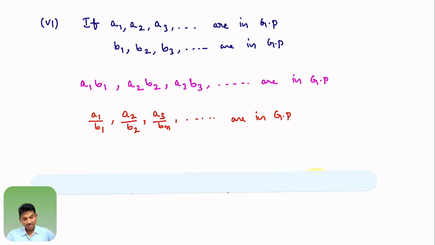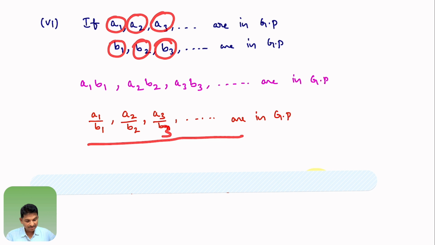Not only that, you know that these are all non-zero terms. What is a geometric progression? A set of non-zero terms is said to be in geometric progression if the ratio of a term to its preceding term is always the same. These are all non-zero terms. See here, a1 divided by b1, a2 divided by b2, a3 divided by b3.